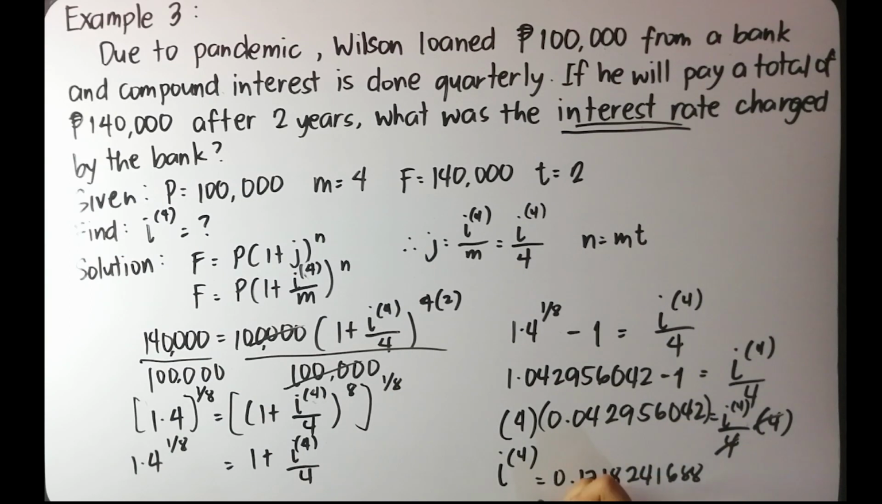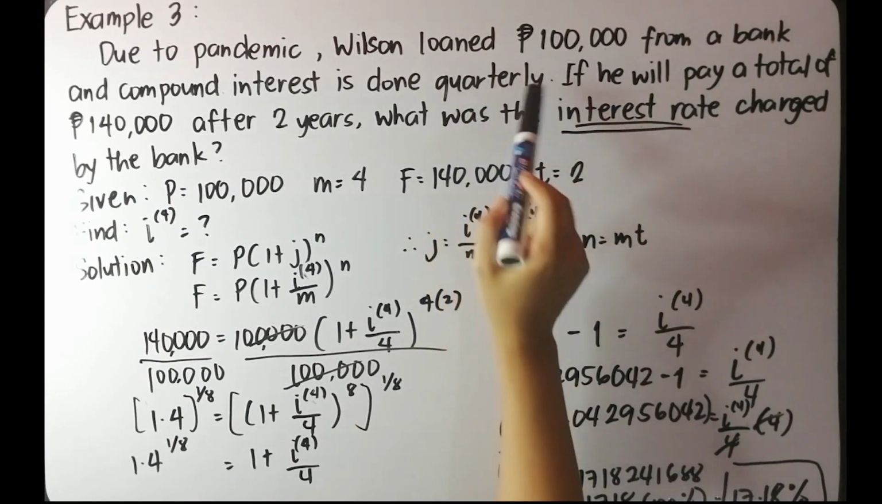0.1718241688. Or if we round it off, we have 0.1718. Or in percentage, we just multiply it by 100%, we have 17.18%. So this is the interest rate that is compounded quarterly.